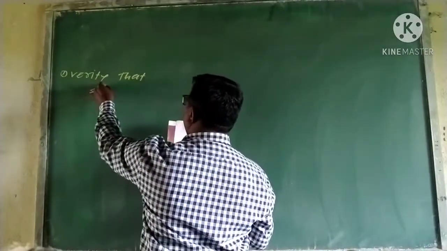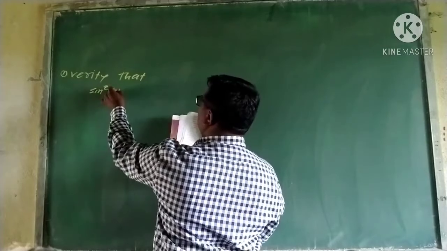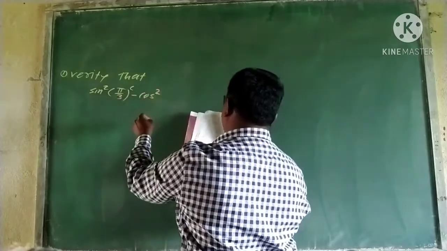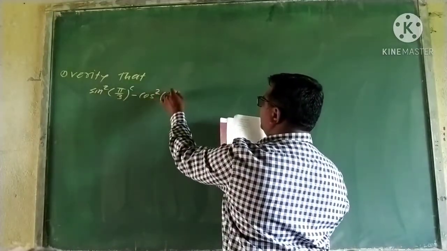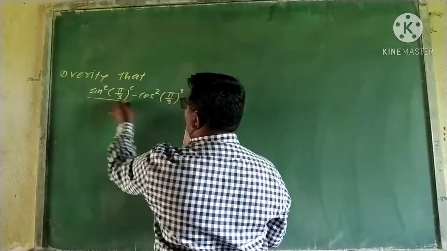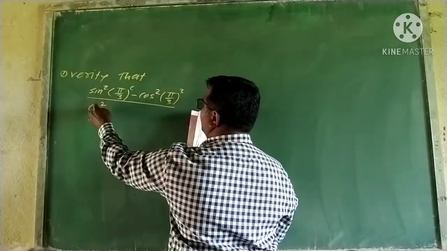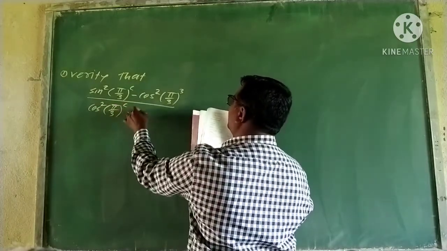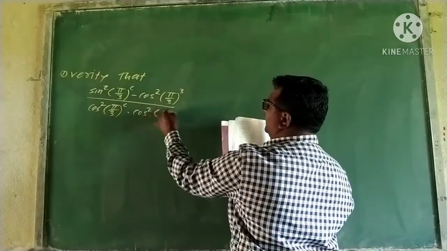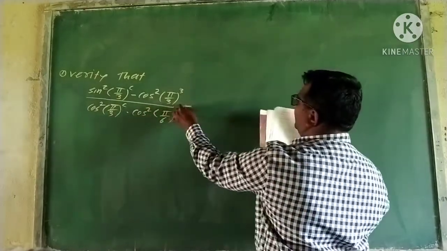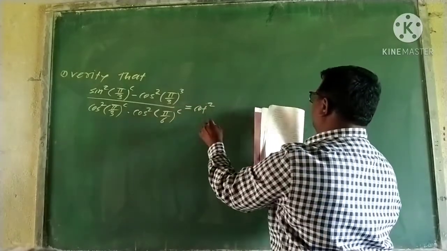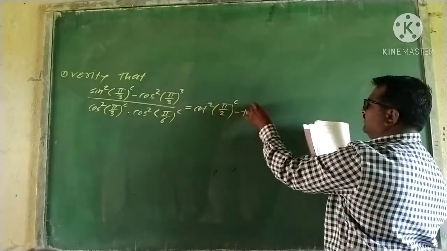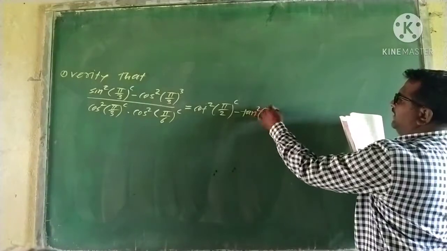sin square of pi upon 3 radian minus cos square of pi upon 3 radian, divided by cos square of pi upon 3 radian into cos square of pi upon 6 radian, equal to cot square of pi upon 6 radian minus tan square of pi upon 6 radian.